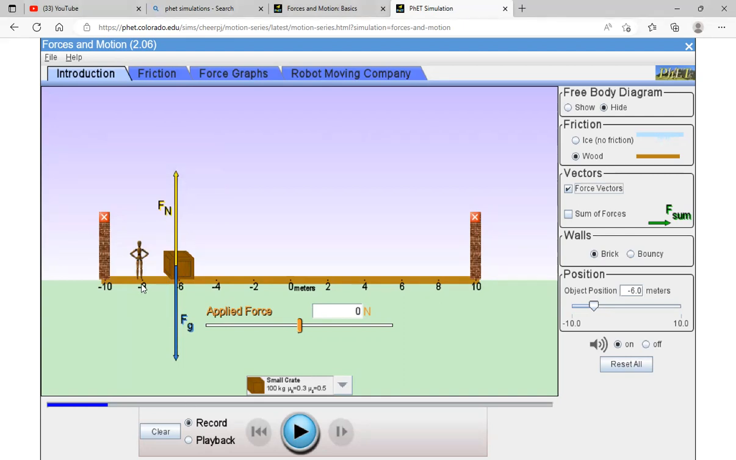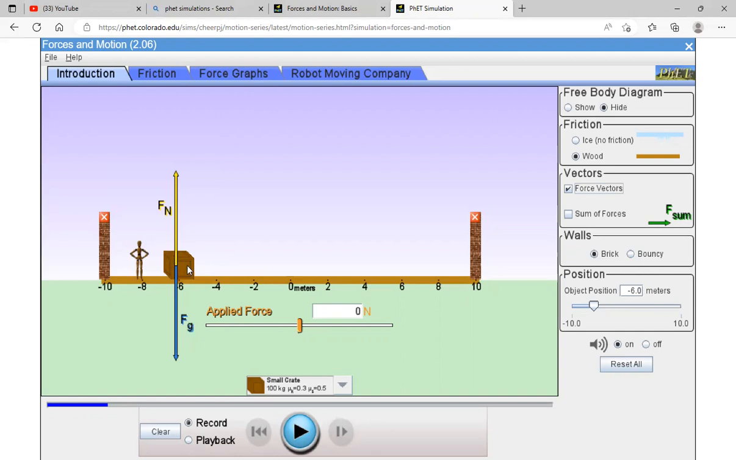Fg is the gravitational force or the weight of the object that is pulling it downward. Okay, so the weight is always directed vertically downward. Okay, these are the forces that are acting on the crate.